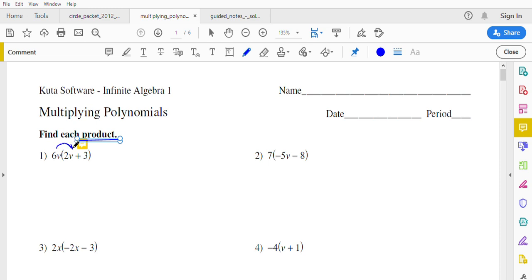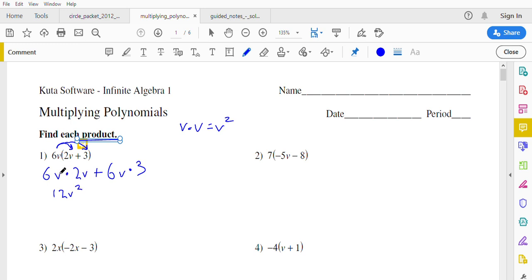So we're going to multiply 6v times 2v, and 6v times 3, just like what we were doing yesterday. I won't do all of them like this, but it's important to know we have a couple of things we didn't have yesterday. We have coefficients here, 6 and 2. Since we're multiplying, 6 times 2 is 12. But we also have v times another v. The shorthand for that is v to the second power. The second power means a number times itself, so this would be 12v squared.